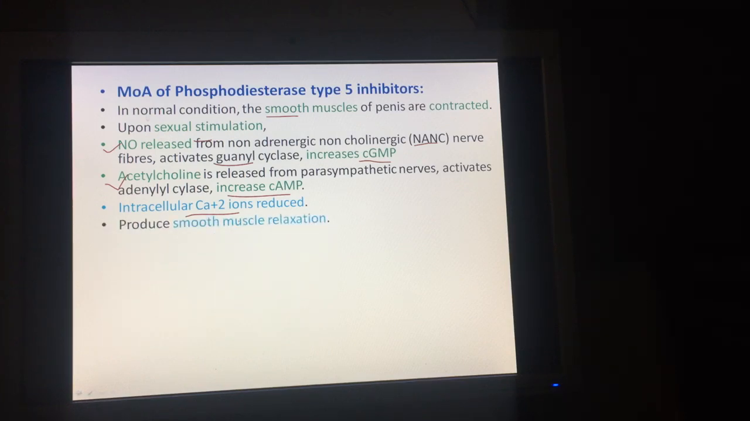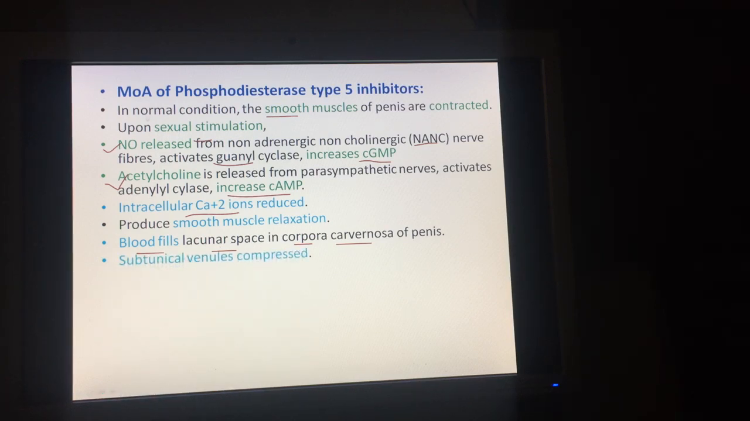Now when the smooth muscles are relaxed, the blood fills the lacunar spaces in the corpora cavernosa of the penis. Because of the filling of blood, pressure is built up on the subtunical venules and they are compressed. Because of this pressure, the venous outflow of blood is blocked, and because the venous outflow is blocked, the erection is achieved. So this is the way the erection is achieved under normal conditions.